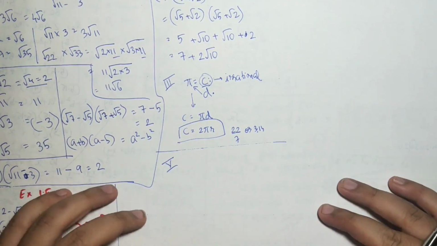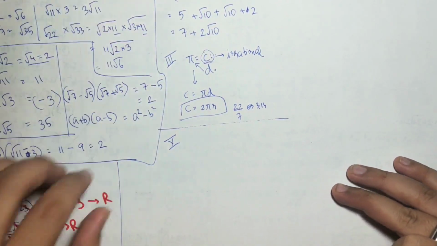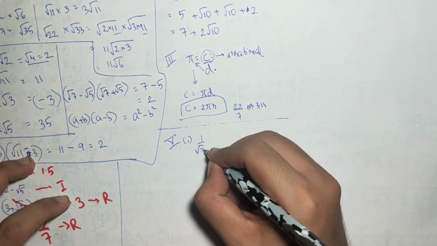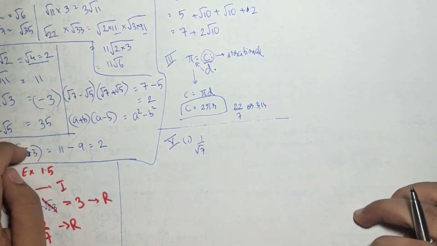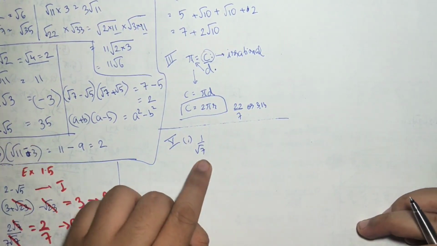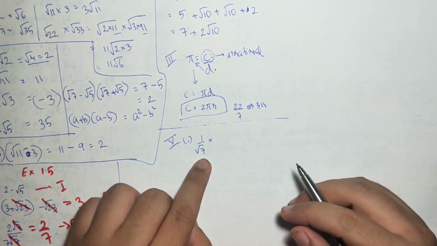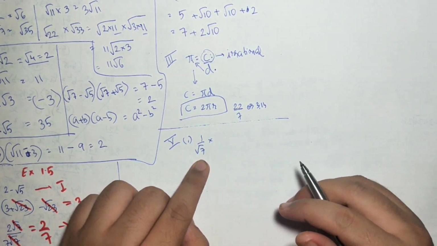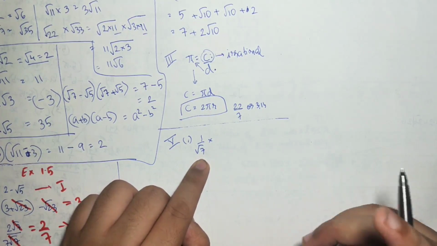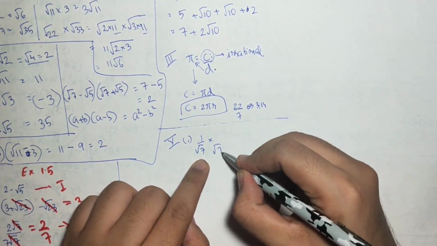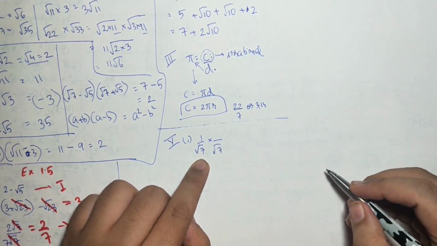Now the last question of this exercise, the fifth question, which is the most important question, that is rationalizing the denominator. My first question is 1 by root 7. To rationalize the denominator, only focus on the number which is in the denominator. You have to rationalize only this number. As you can see, root 7 is a monomial. If any number is a monomial, to rationalize it, I have to multiply with the same number under root.